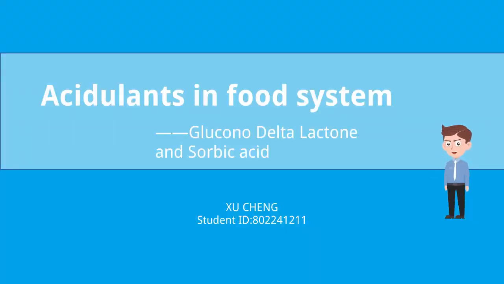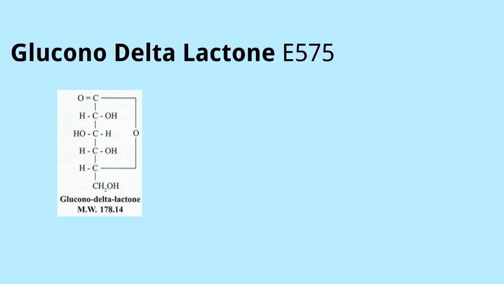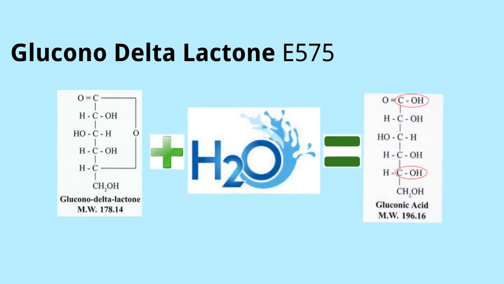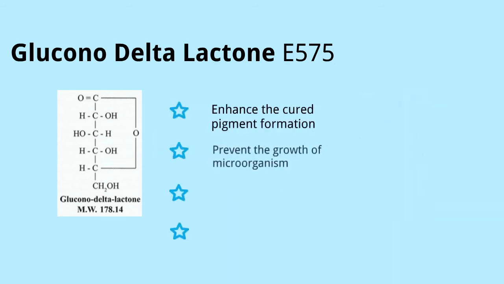Hi everyone, now I will talk about another two food acidulants, glucono delta-lactone and sorbic acid. Glucono delta-lactone is one of the important additives in food products. In New Zealand, GDL can be used as an acidity regulator or raising agent. GDL is not an acid, but it will hydrolyze to gluconic acid when it dissolves into the water. There are four main functions of GDL.